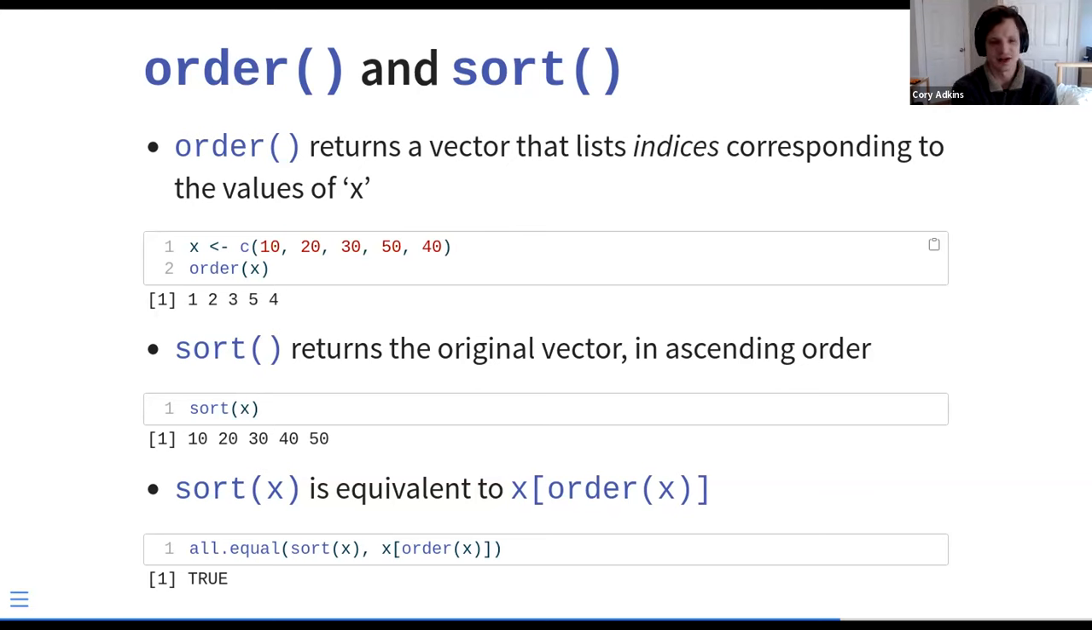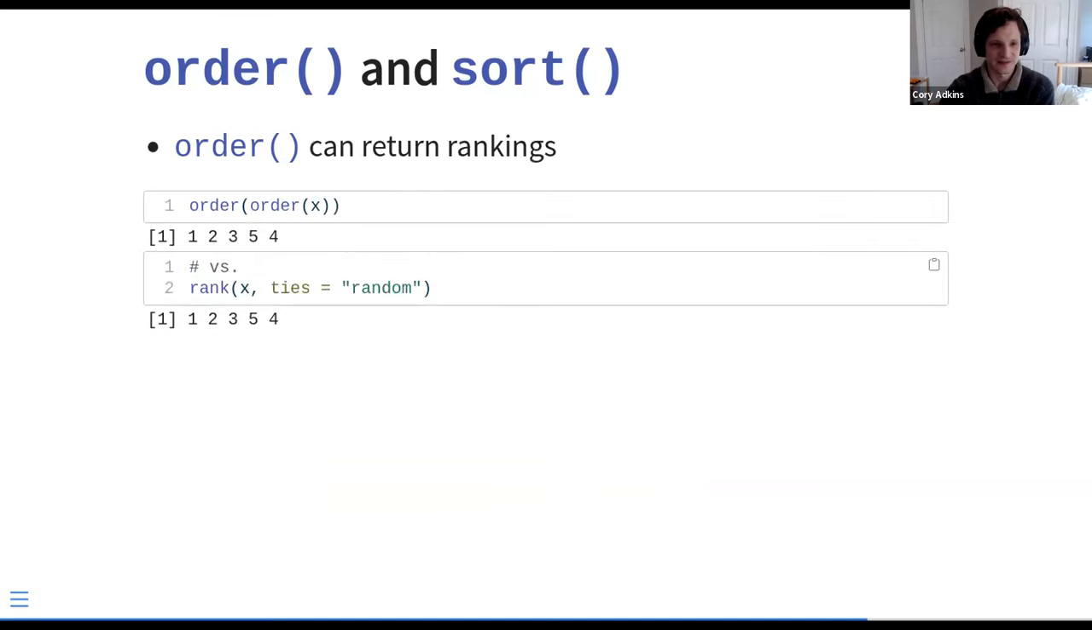I think the one argument to both of these is called decreasing, and it can be true or false. If you want the order to go up, you make decreasing false, and if you want it to go down, you make it true. One consequence of this is that a vector subsetted by order called on the vector is just equivalent to sort. That's a common equivalency there.